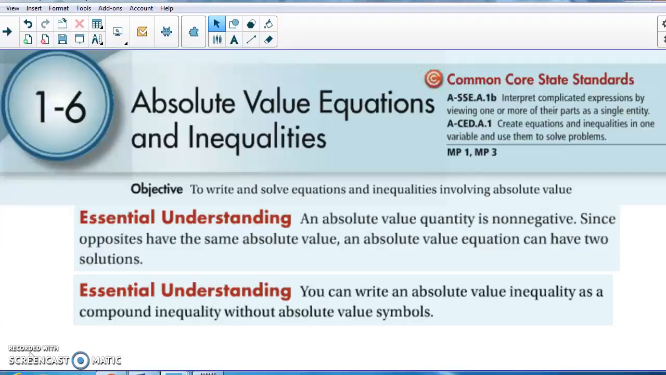An absolute value quantity is non-negative. So since opposites have the same absolute value, an absolute value equation can have two solutions. You can write an absolute value inequality as a compound inequality without an absolute value sign.